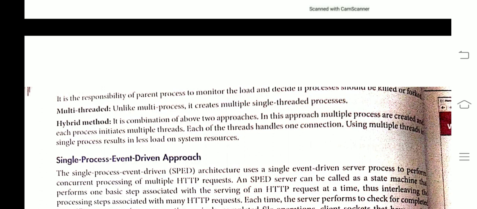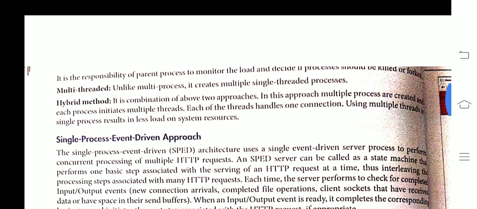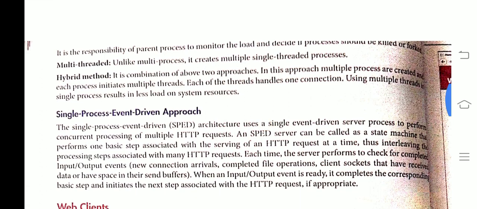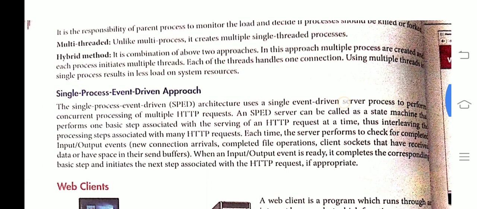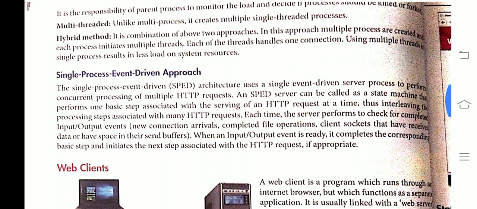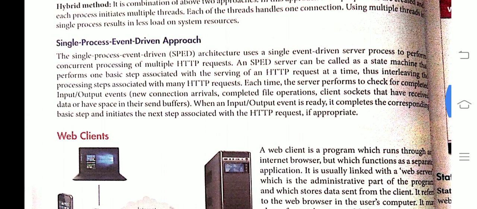Now multi-threaded, unlike multiprocessing, creates multiple single threaded processes. Here it is not like one particular process is commanding over another process. In this multi-thread, all are processes, but they are single threaded processes. Hybrid method is a combination of the above two approaches. In this approach, multiple processes are created and each process initiates multiple threads. Each of the threads handles one connection. Using multiple threads in a single process results in less load on system resources. Single process event driven approach.